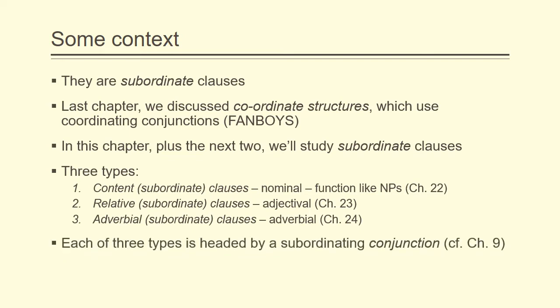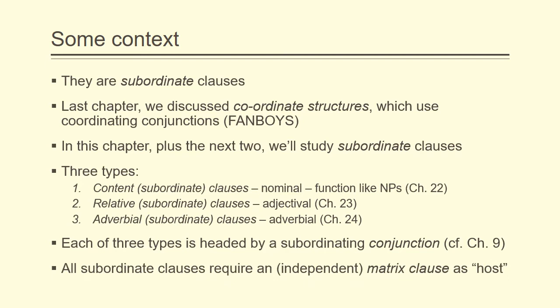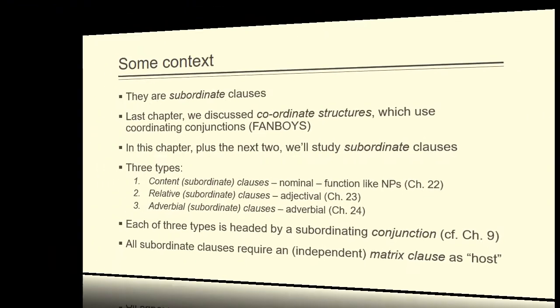Now, all these three types of subordinate clauses are headed by a subordinating conjunction. And if you think back to chapter 9, we discussed the three types of subordinating conjunctions at that time. All subordinate clauses also require an independent clause, which is called the matrix clause, which you can think of as acting like a host for the subordinate clause.